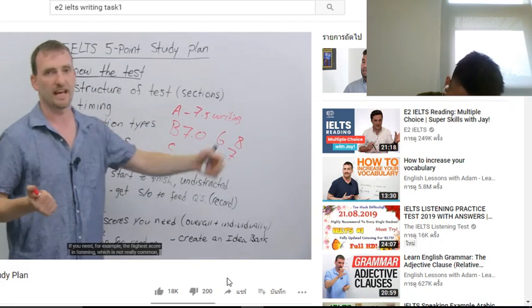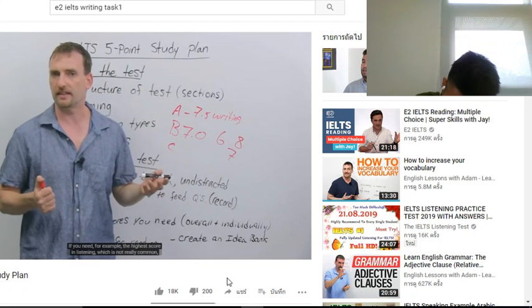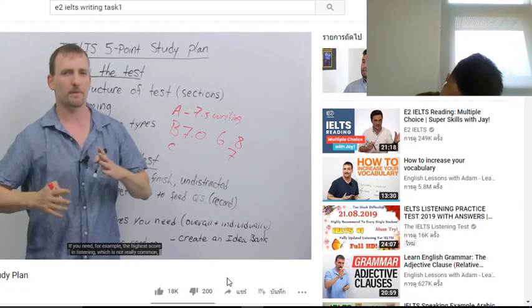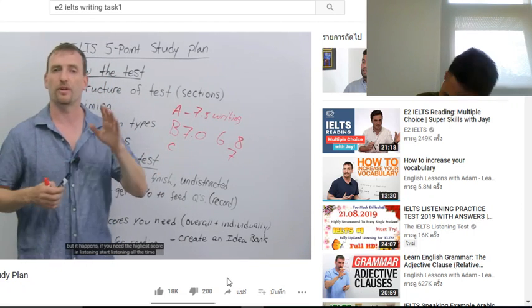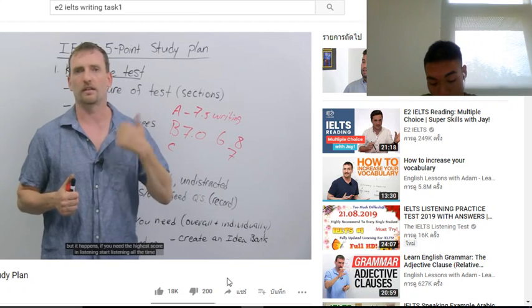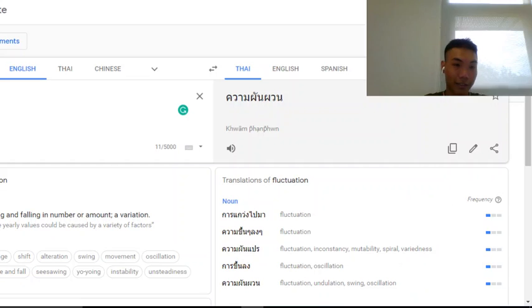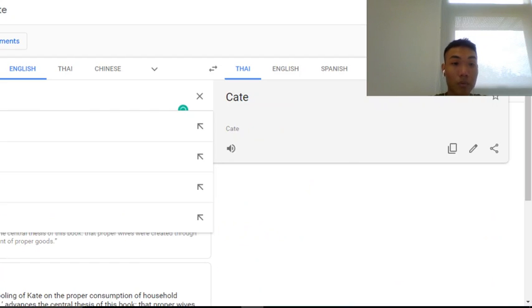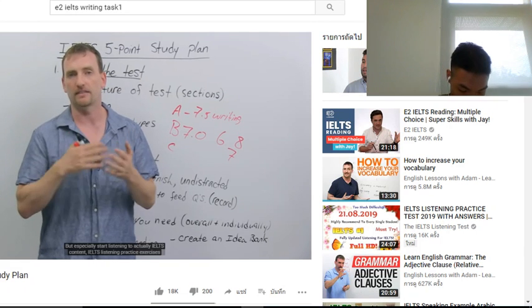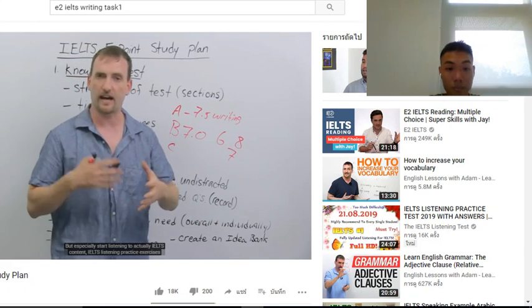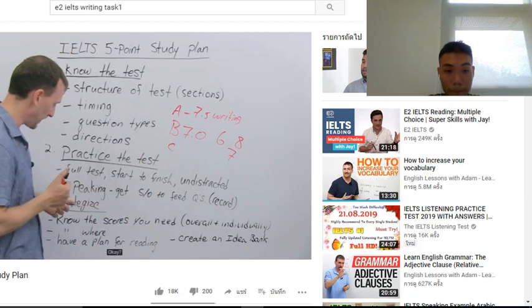If you need, for example, the highest score in listening, which is not really common, but it happens. If you need the highest score in listening, start listening all the time to English, of course. TV shows, radio shows. But especially start listening to actual IELTS content, IELTS listening practice exercises and practice tests. Okay?